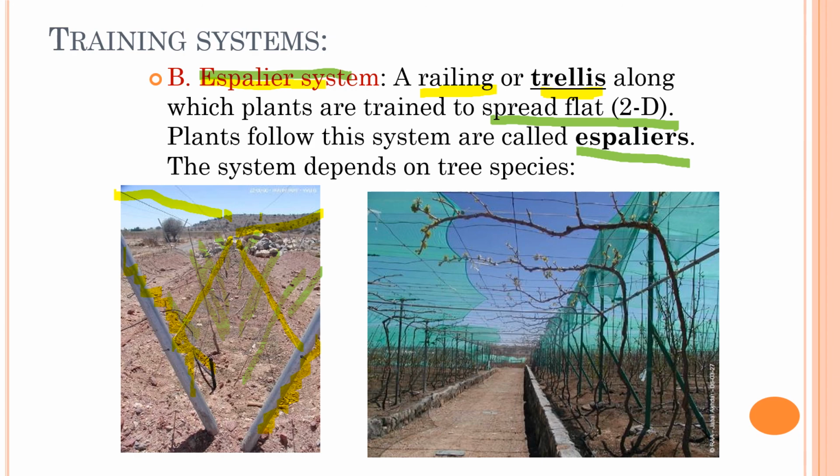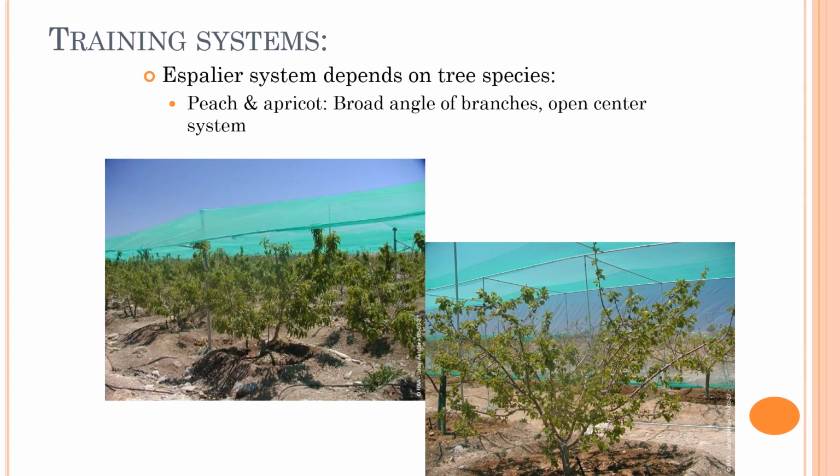So of course, this system is not suitable for everything, suitable for certain plants like prune trees and also some of the berries as well as the grapes. It's also good for the grapes. It can also be used, the spiral system can be used for peach and apricot. Okay, like the broad angle branches you can see here.